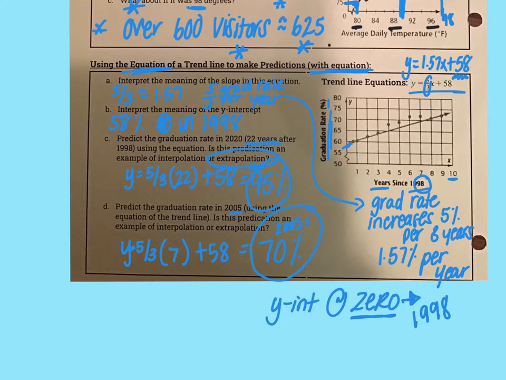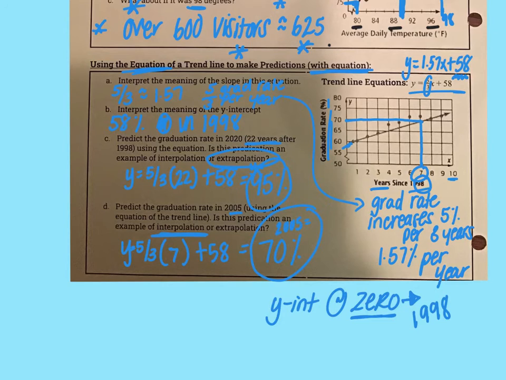Then it's asking if it's interpolation or extrapolation. Well, 7 is on my graph, 7 years after, so that is an example of interpolation because it's inside my data range. If I wanted to double check myself, theoretically, when I go and look at my trend line and my equation, it should give me about the same answer. So if I wanted to check myself, I should go to 7, go to my trend line, and then go across. And I'm pretty much right at 70, which is what we predicted.